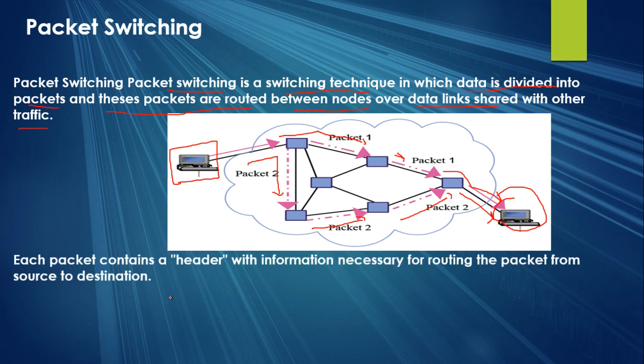Each packet contains a header with information necessary for routing the packet from source to destination. As I told you, when the packet is created, it contains some information like the source address, the address of the system to which that packet belongs, the destination address, the address of the system where we want to deliver the packet, the sequence number of the packet, and then the message. So the source address, the destination address, the sequence number, etc., are basically the headers, which contain the information used for delivering the packet.